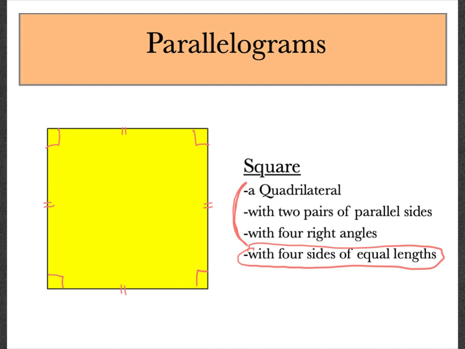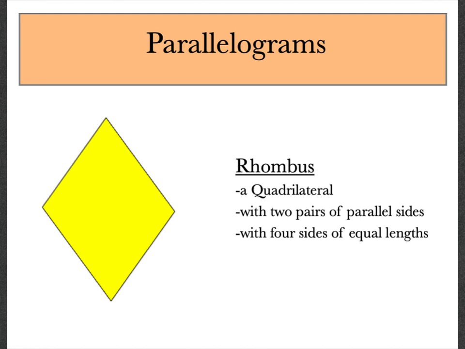If we go back to our square, it has quadrilateral, two pairs of parallel sides, and four sides with equal lengths. Now, technically, a square is a type of rhombus. I know that's kind of weird to think about, but for definition, this is called a rhombus.